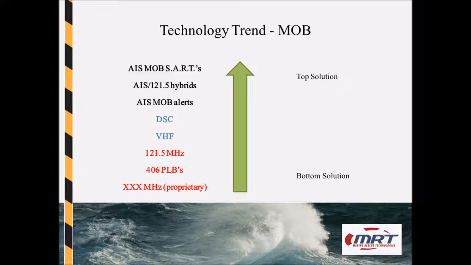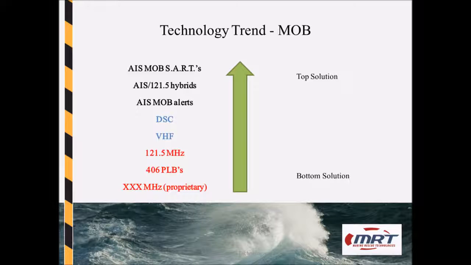Starting from the bottom, the least preferable would be proprietary systems, with proprietary megahertz, proprietary receivers and alerts. The problem with that is that no one else in the area would have that type of equipment and wouldn't be able to collaborate with the rescue. 406 PLBs, we've touched on that a bit under assisted rescue. These are manual. They're also satellite based, and quite often they don't even triangulate and provide GPS positioning.